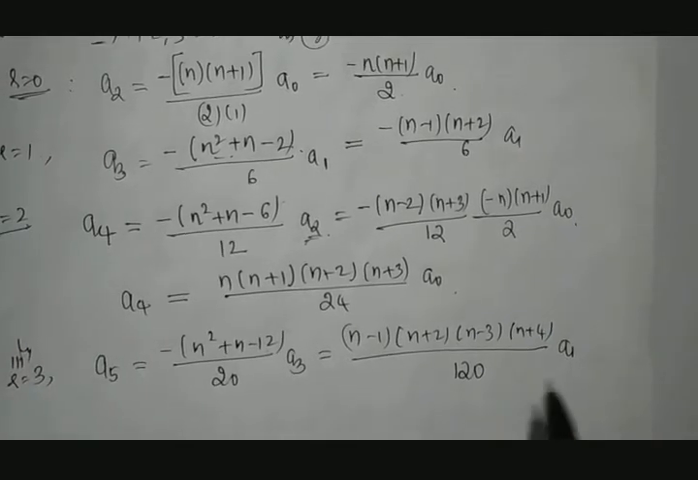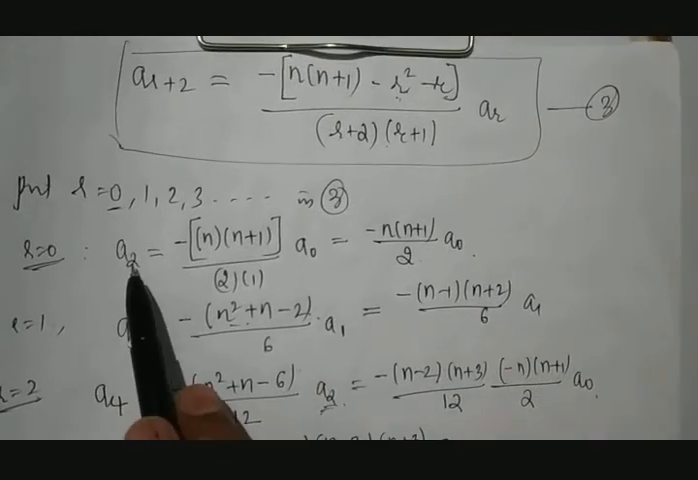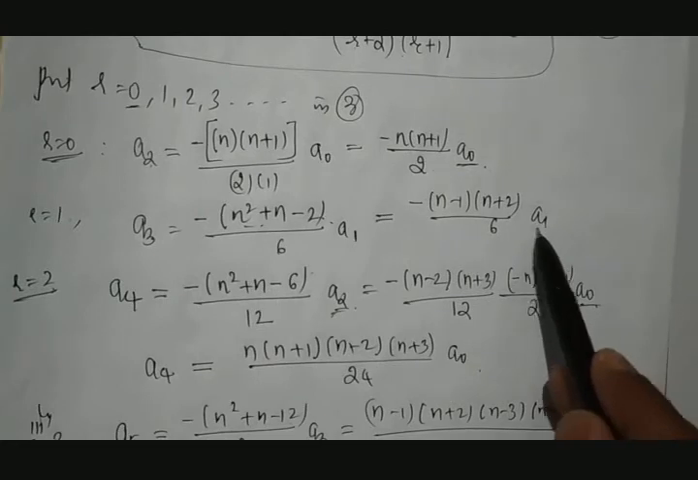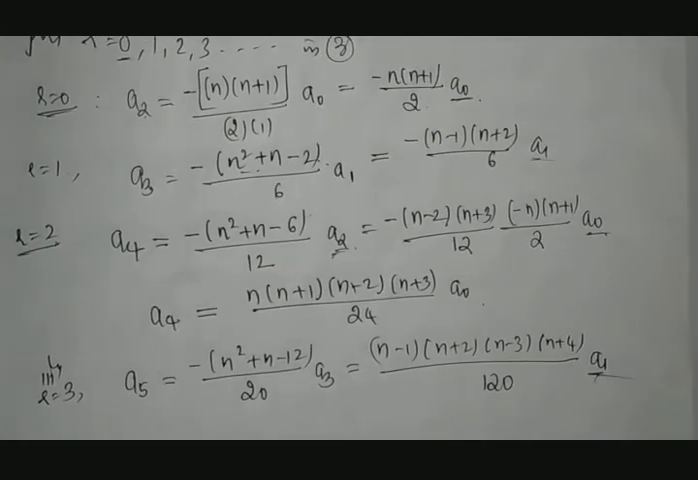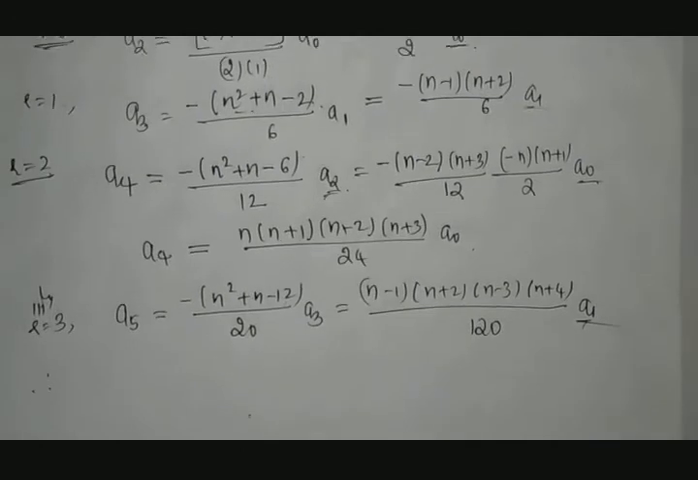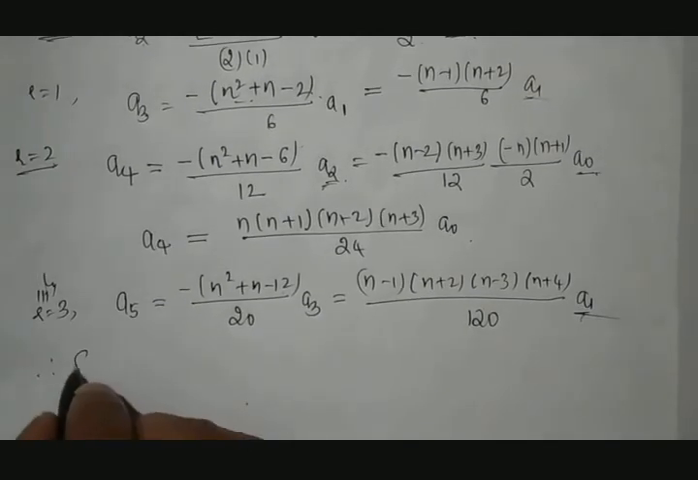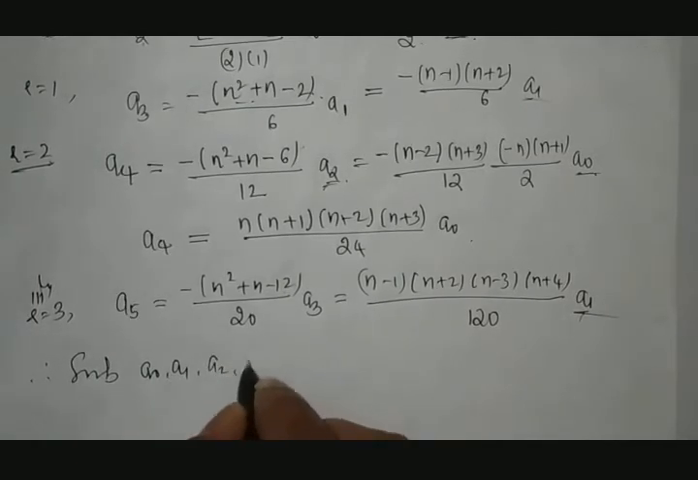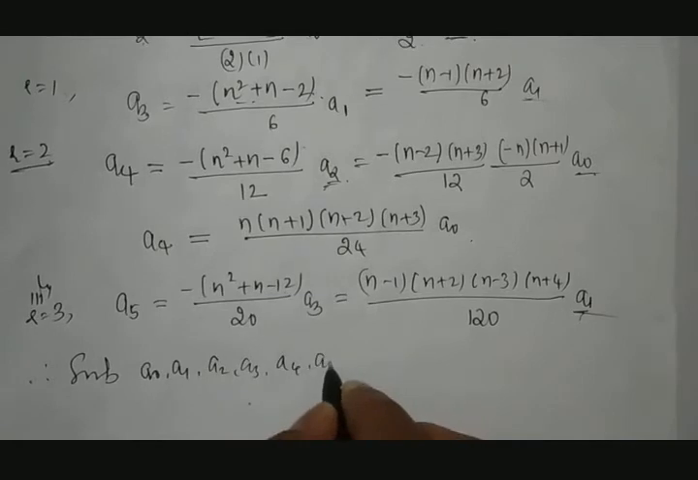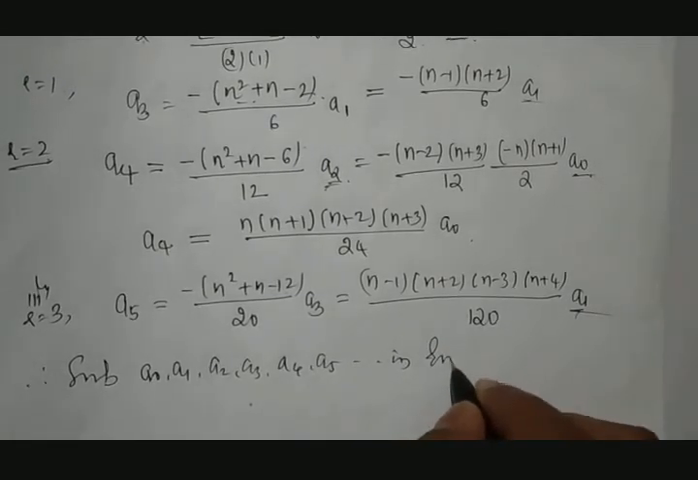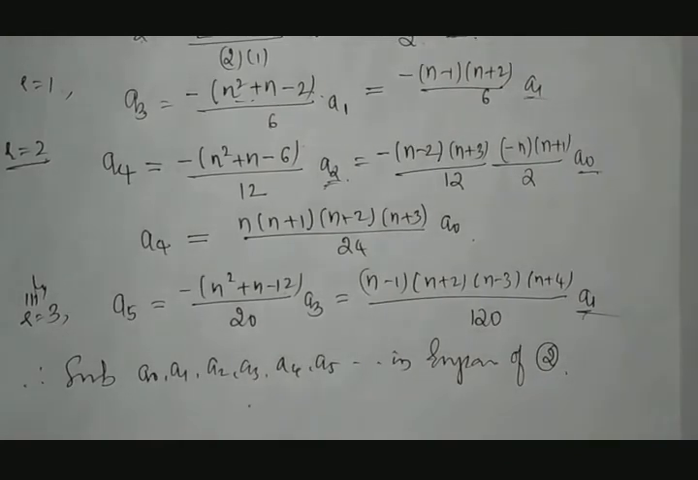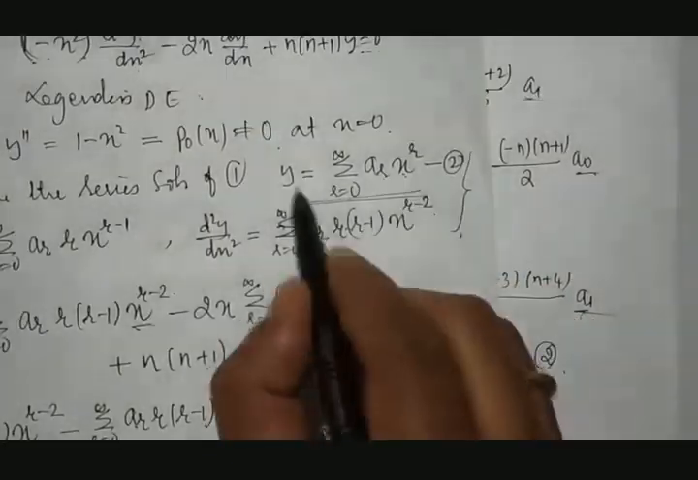But one thing we need to observe, almost all the terms are converted either in terms of A0 or in terms of A1. Fine. Therefore substitute the results of A0, A1, A2, A3, A4, A5 and so on in expansion of equation number 2. What is that expansion of equation number 2? Equation number 2 is what? This expansion of this result.